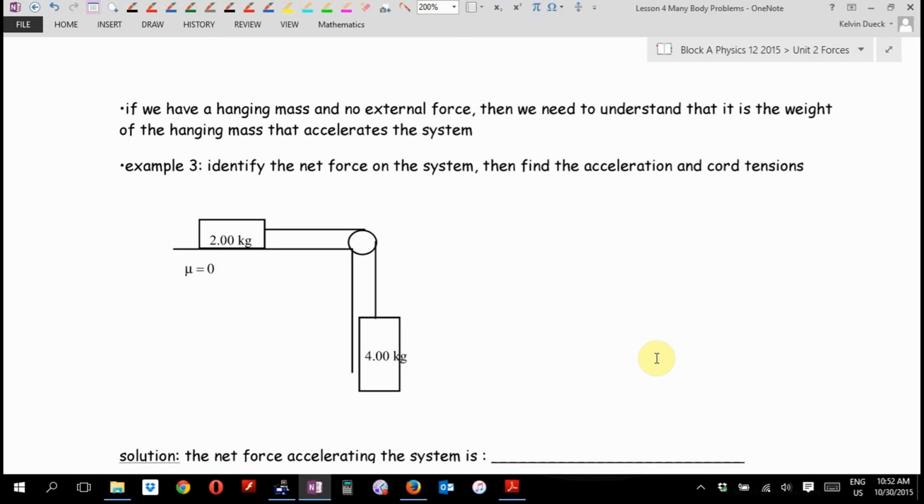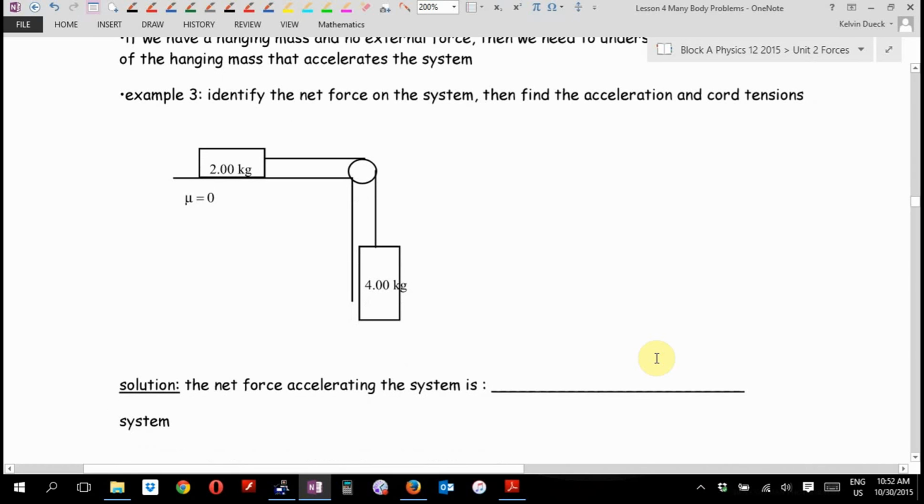So if we have a hanging mass and no external force, we need to, well, ready? It says identify the net force and then find the acceleration and cord tensions. By identifying the net force, what they're really saying is write a net force equation. Let's start with the 2. What are the forces acting on the 2? Get the obvious one.